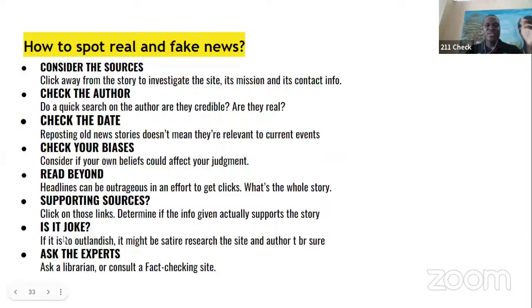And you also ask yourself, is it a joke? Because sometimes if it is too outlandish, it might be satire. And then what you need to do is research the site and then the author to be sure about the particular article.